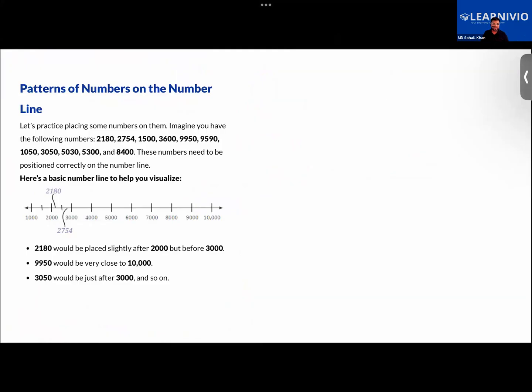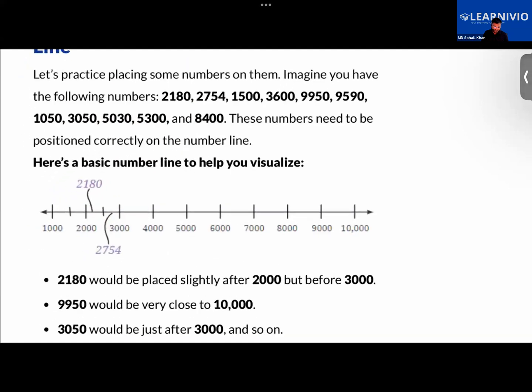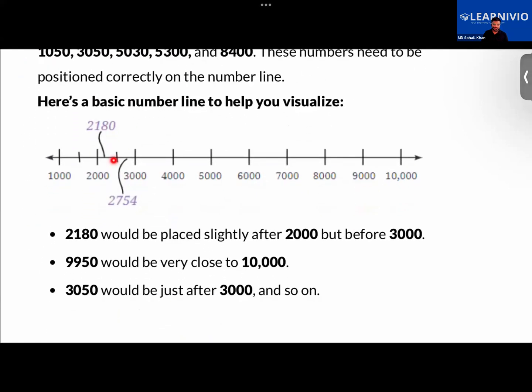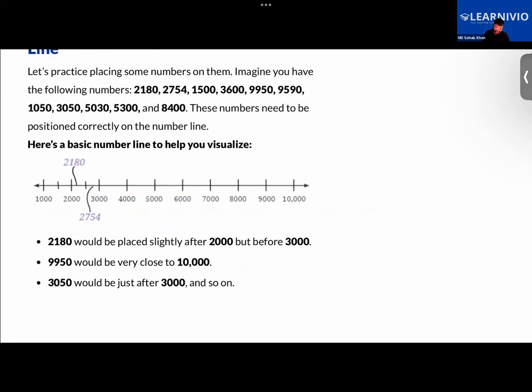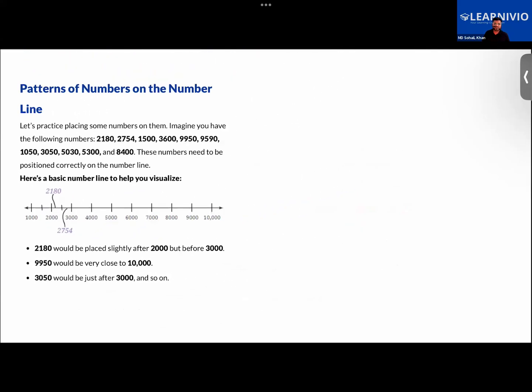Next topic is about the patterns of numbers on the number line. Here it says to put some of the numbers on the number line. For example, the number 2180. Where is it going to lie? It's going to lie between 2000 and 3000. If you were to locate it more accurately, it will be lying exactly between 2000 and 2500. Very good. So it's basically telling us about visualizing the position of numbers on a number line. Right now, it's quite a simple thing.